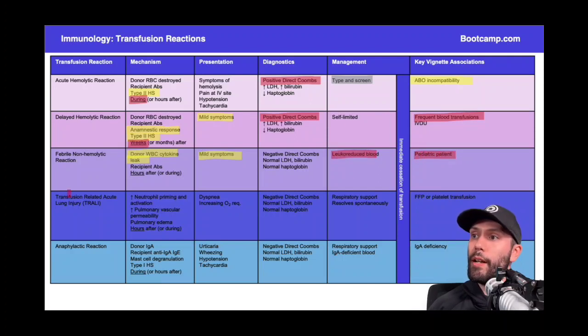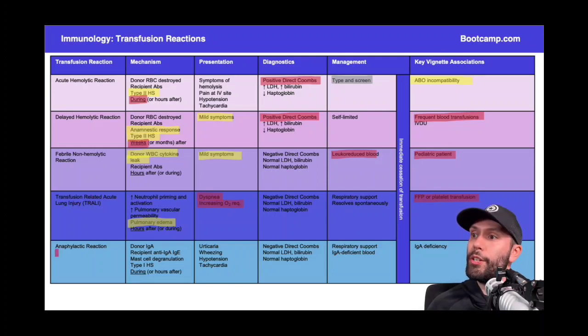So TRALI, transfusion-related acute lung injury, very similar presentation to an ARDS, right, pulmonary edema from the neutrophil priming and activation. These patients, like we said, classically have dyspnea and increasing oxygen requirements, and I'm actually going to highlight those in red because that's particularly high yield. It actually kind of makes this stand out a little bit. That, along with the chest X-ray findings that we talked about, you have pulmonary edema, that being very classic for this presentation. Okay, and again, this resolves spontaneously. Also remember, fresh frozen plasma or platelet transfusions tend to be very classic for precipitating this transfusion reaction in particular.